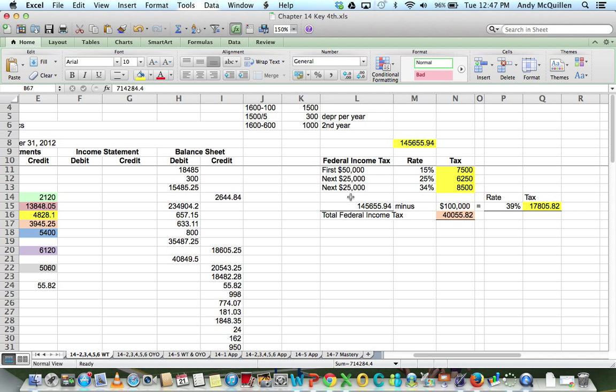Then if I have $100,000, which I do, it's taxed at 34%. I take $25,000 times 34%. I take $25,000 times 25%. I take $50,000 times 15%. Now I come down here. This is only used if it's over $100,000. Well, in this situation it is.